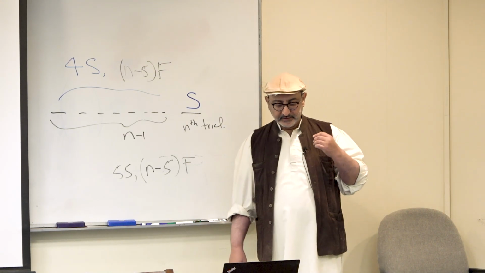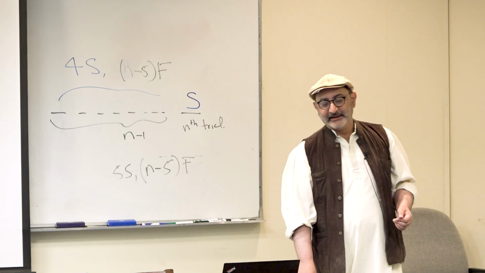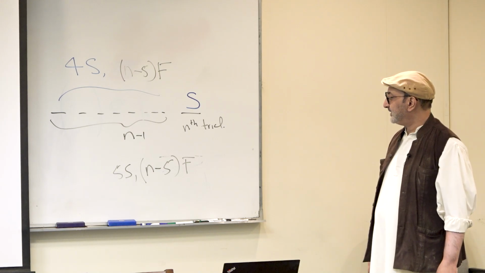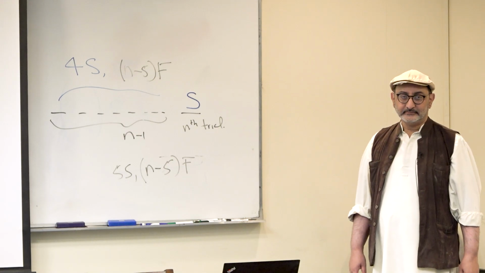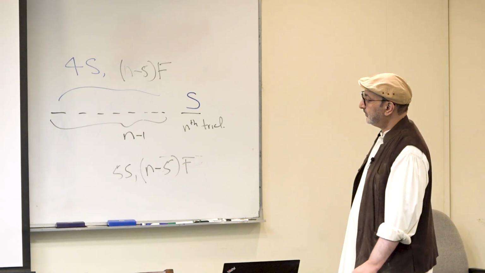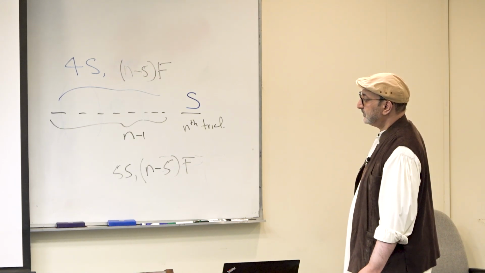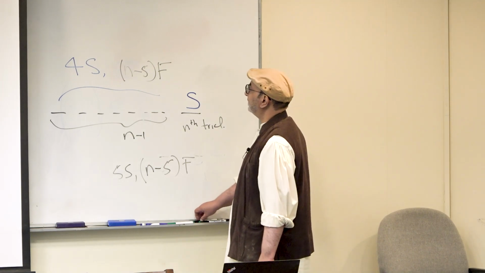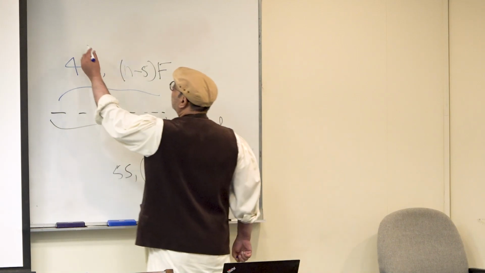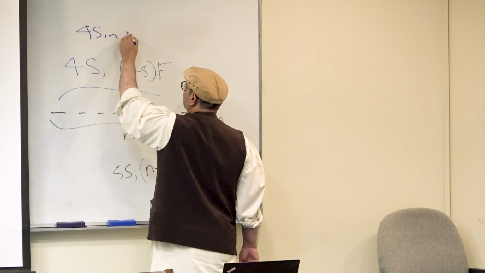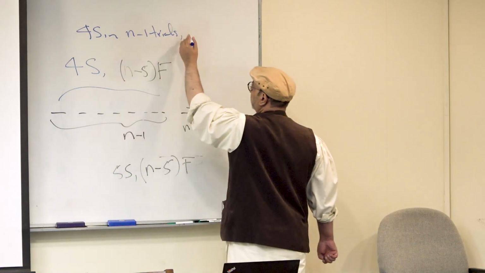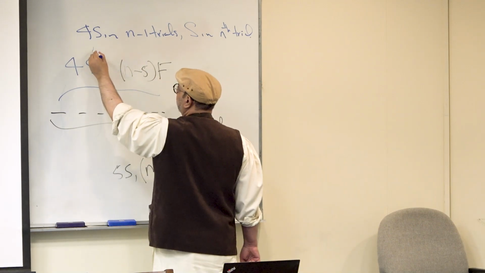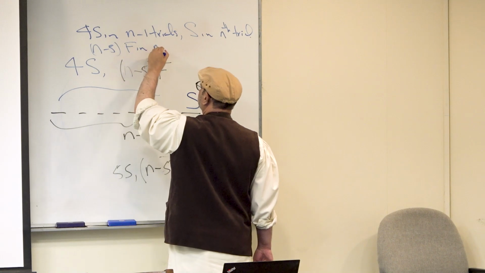Once again, independent results, and the probability of failure and success are not changing from trial to trial. So now what's the probability of such a result happening? So 4 s's in n minus 1 trials, and s in the nth trial, and n minus 5 f's in n minus 1 trials.